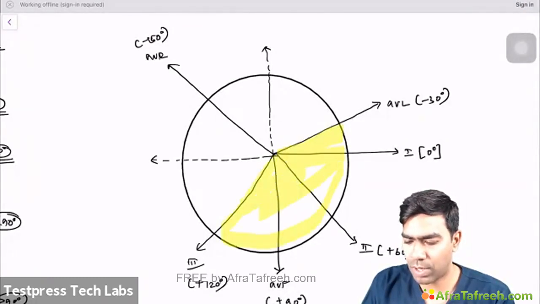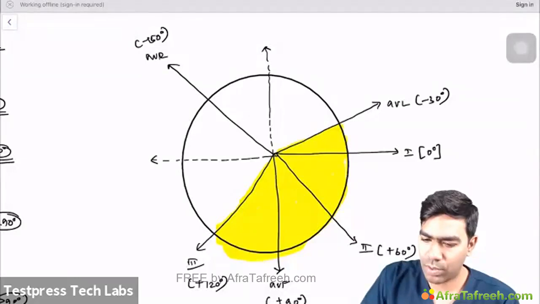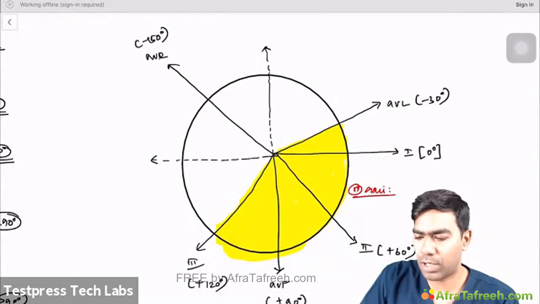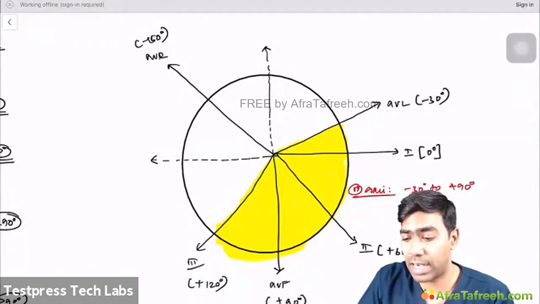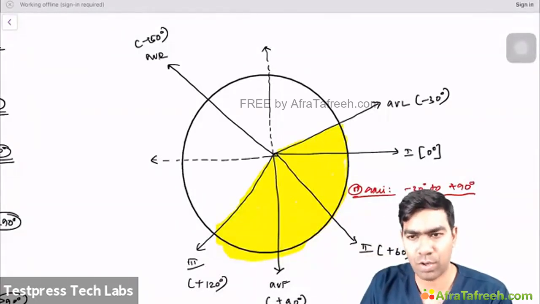So this zone is what I'm going to call the normal axis, which means based on the shading itself, you can tell what normal axis is. Normal axis means your axis is between minus 30 degrees to plus 90 degrees. We are talking about the net cardiac axis, the net electrical current of the entire heart. We are not talking about a particular electrical activity. We are talking about the net activity. In fact, the overall ventricular activity is what we're going to talk about. So net axis is minus 30 to plus 90 degrees. This is the definition of a normal axis.